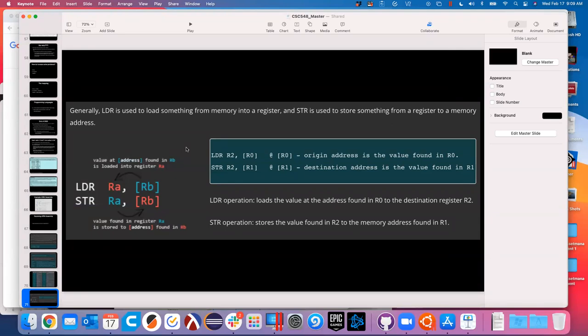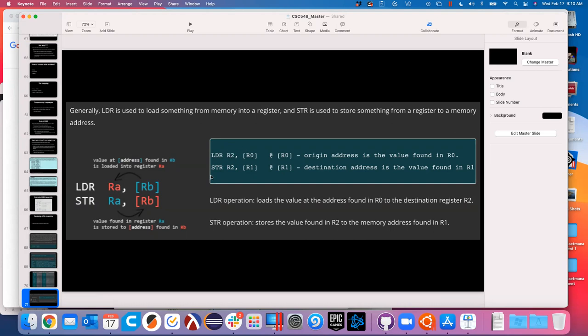So as an example, we can load into a register. What's our destination register? R2. And what are we loading it from? Well, presumably R0 holds an address. So we've loaded a memory address into R0. And then we're going to say, get me from memory the value that lives at the memory address that R0 has, and load that value into R2. Read from memory something from this address and put it here.